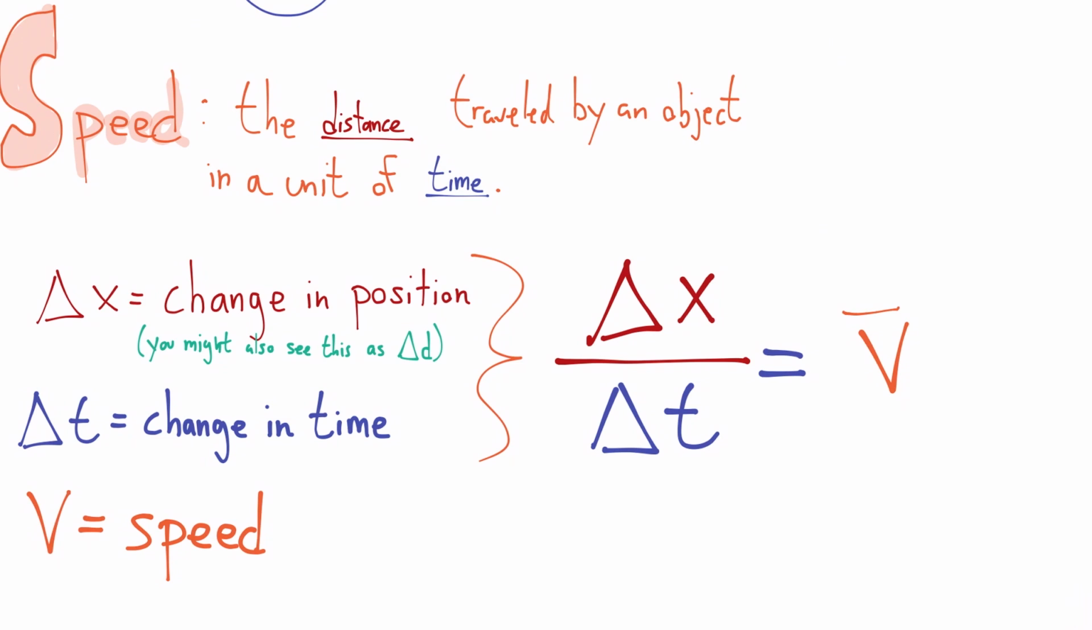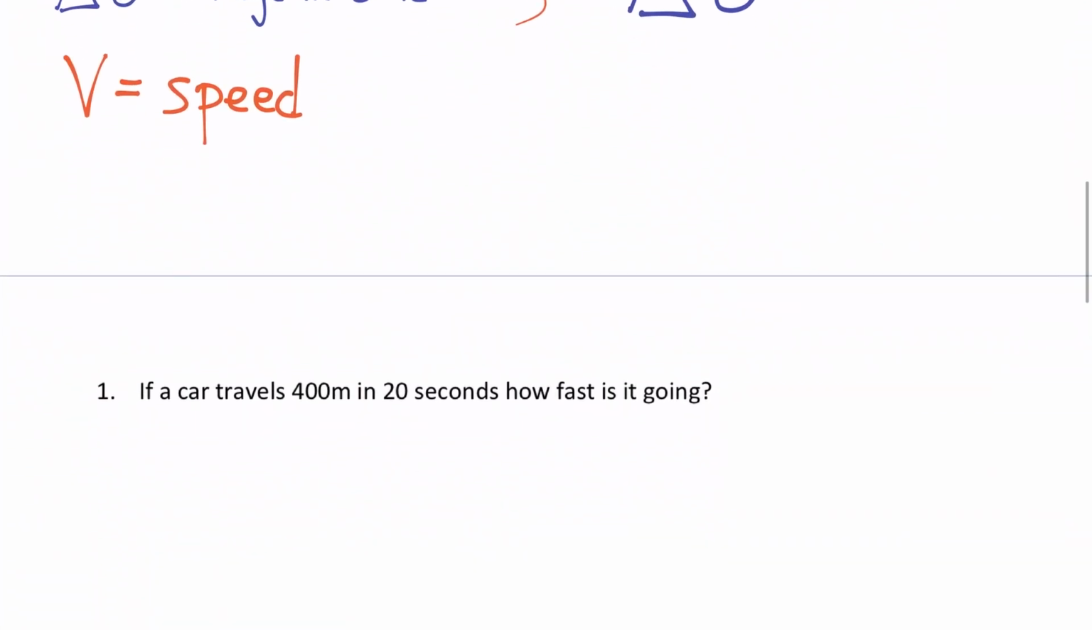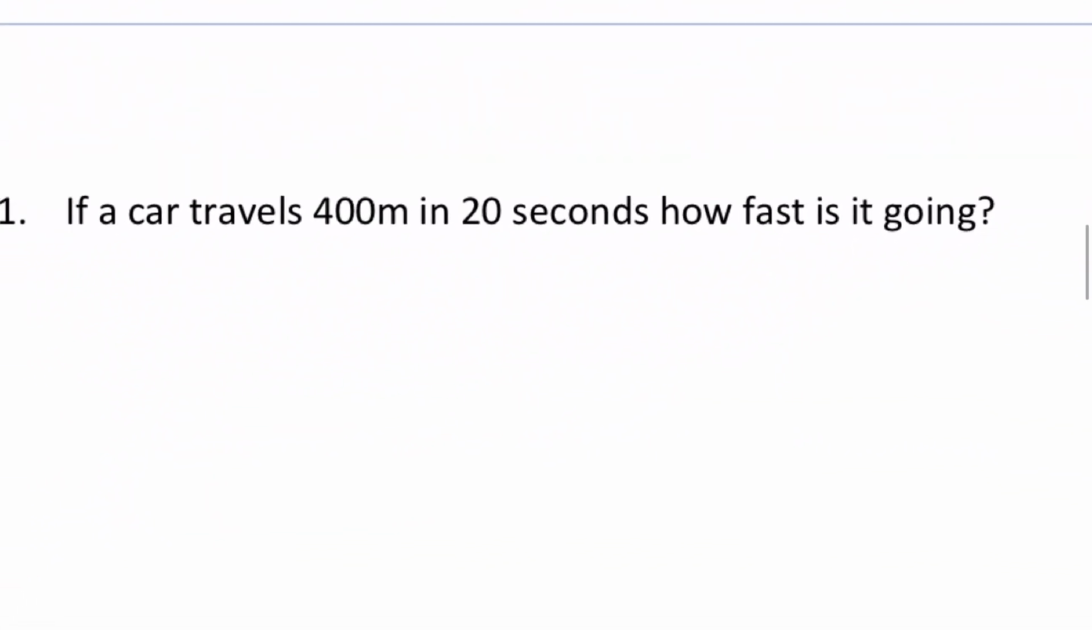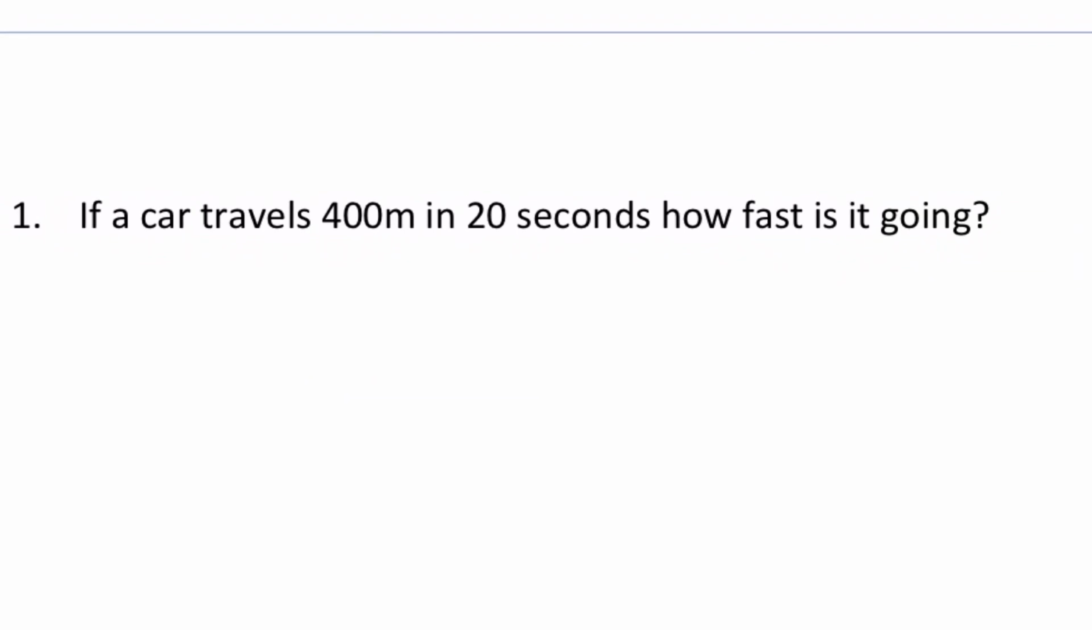Let's try a problem here and see how we go about doing this. So let's go down to our first problem. If a car travels 400 meters in 20 seconds, how fast is it going? Okay, welcome to your first physics problem. Whenever you're doing a physics problem, the first thing you want to ask yourself is, what are they asking me? What does it want? Okay, what is the question asking me?